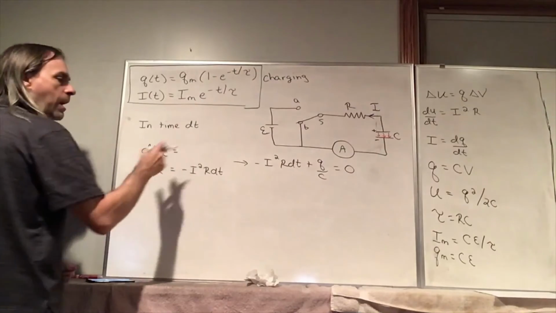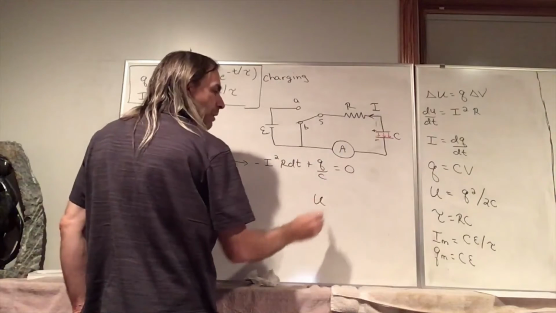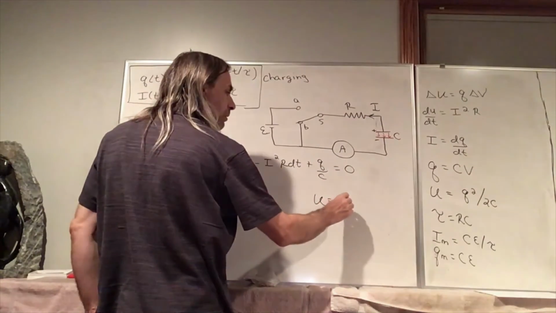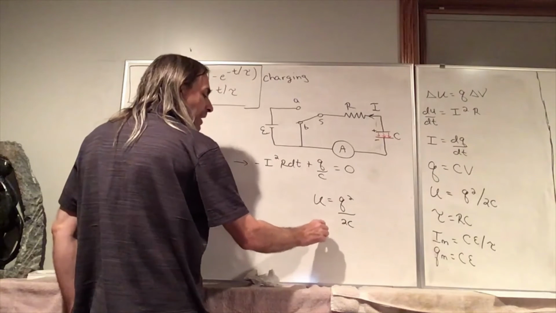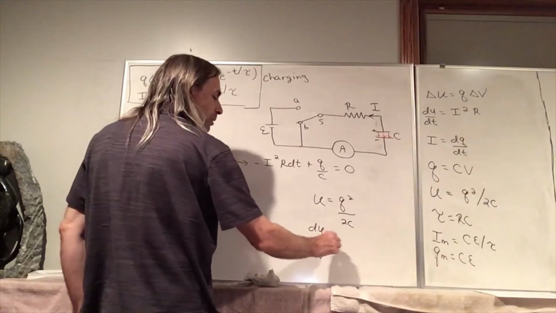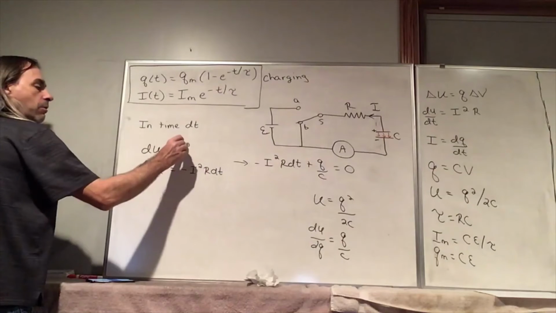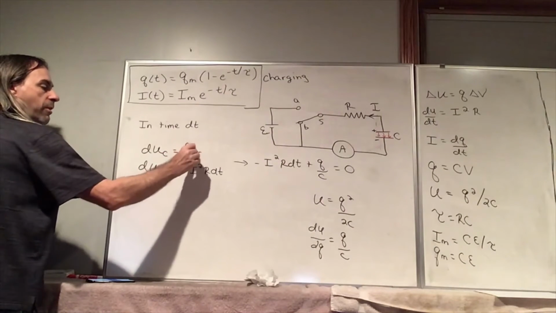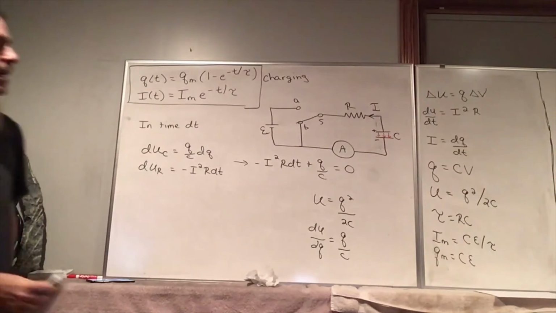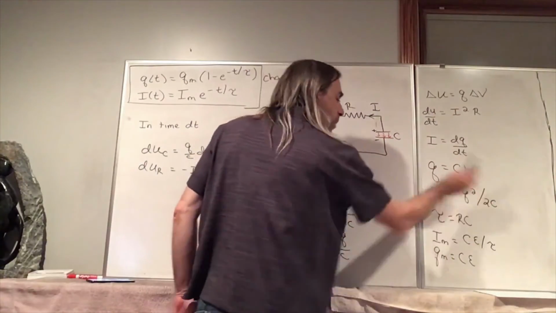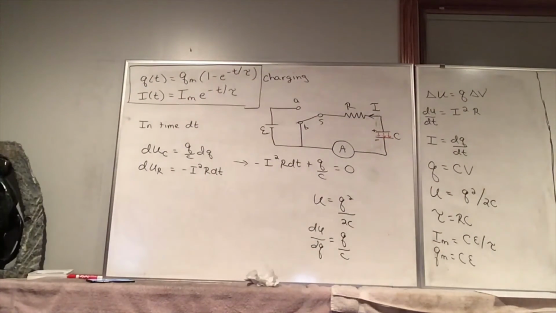It wasn't clear. Let's go back to this. Sorry, the units weren't making sense. So let's see. If we take dU/dq, that would be Q over C. So dU is Q over C dq for the capacitor. The units were not making sense, because it should be charge squared, a coulomb squared over a farad is equal to a joule.